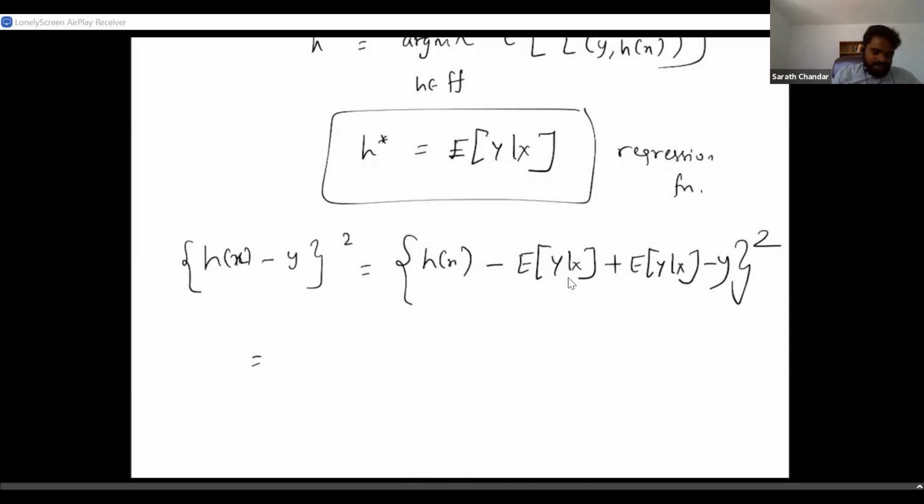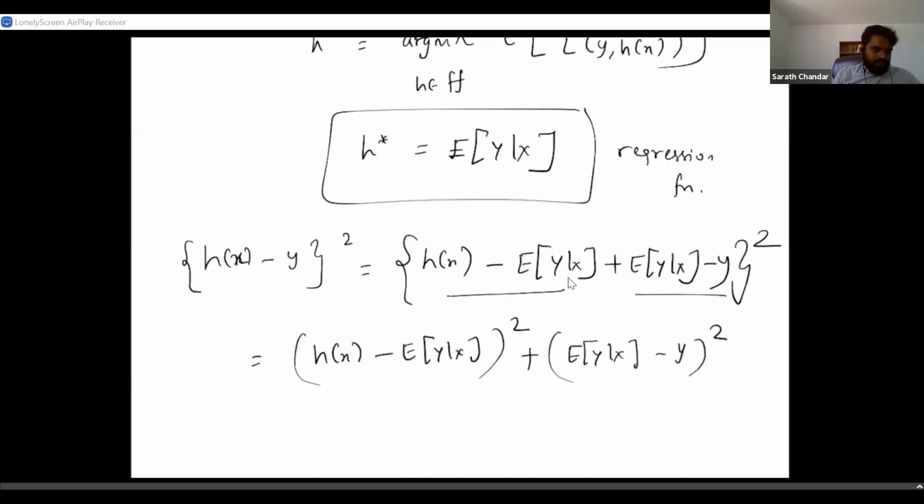So I'm going to consider this to be a plus b the whole square. So it's basically a square plus b square plus 2ab, right?